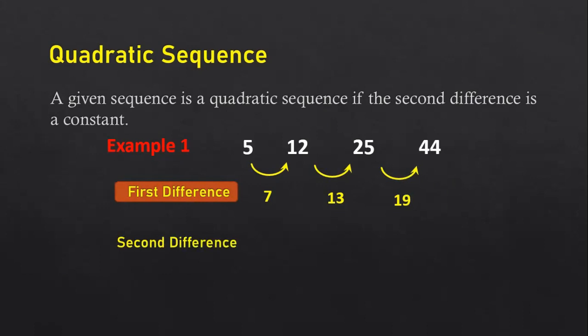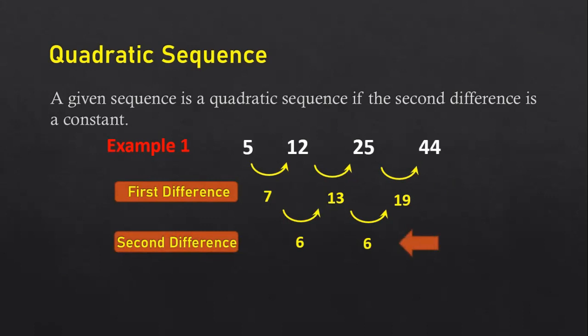Okay, students, now we go to the second difference. The second difference means we subtract the first term from the second term of the first differences. 7 to 13, we got the difference 6, because 13 minus 7. And the next difference is 13 to 19, we got the difference 6 as well.